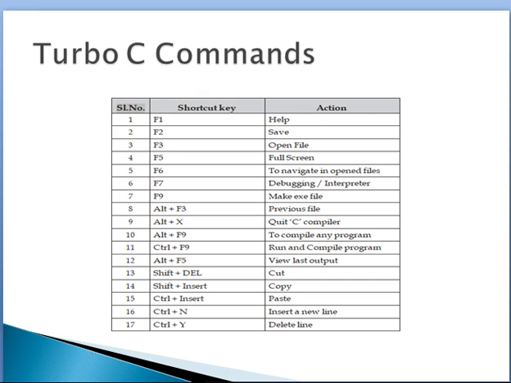Alt plus F5. This shortcut key is used to view the last output. Shift plus Del to cut, Shift plus Insert to copy, Control plus Insert to paste, Control plus N to insert a new line, Control plus Y to delete a line. These are the shortcut keys used in Turbo C. With the help of these shortcut keys, we will do the program.